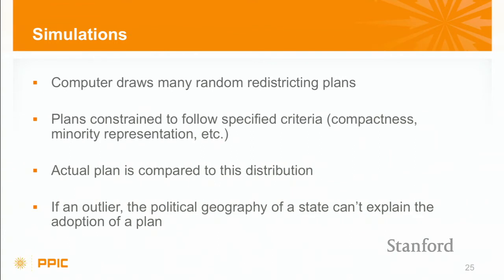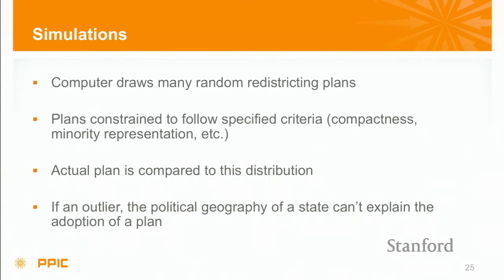And these plans are usually constrained to satisfy some criteria, usually some sort of geographic-based criteria, like the districts have to be compact. They can't split too many cities and counties. To a certain extent, you can also add in minority representation, although usually the way that's done is they just take the current districts that were drawn to satisfy the Voting Rights Act, and they freeze them in place and do the simulations around those districts.